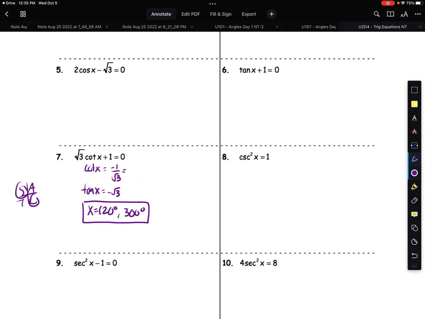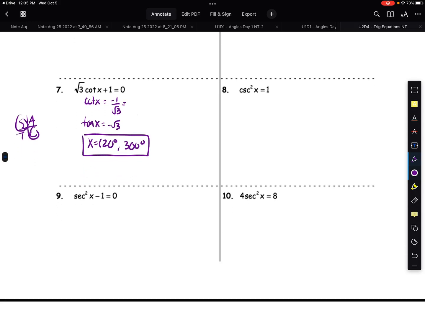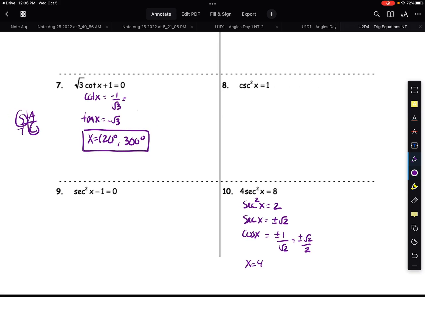All right, so again, I wanted to go over these flip ones. I feel like they help. So what do we got here? Secant squared x equals 2. Secant x equals positive negative rad 2. All right, so if I flip it, cos x equals positive negative 1 over rad 2, positive negative rad 2 over 2. All right, so by flipping it, I'm able to then rationalize it so I can figure out my reference angle at 45 degrees. 45, 135, 225, and 315.